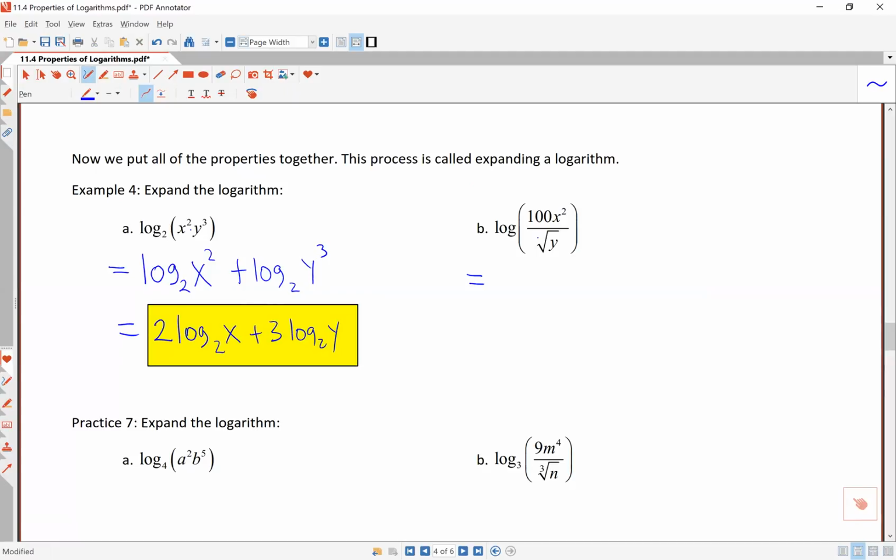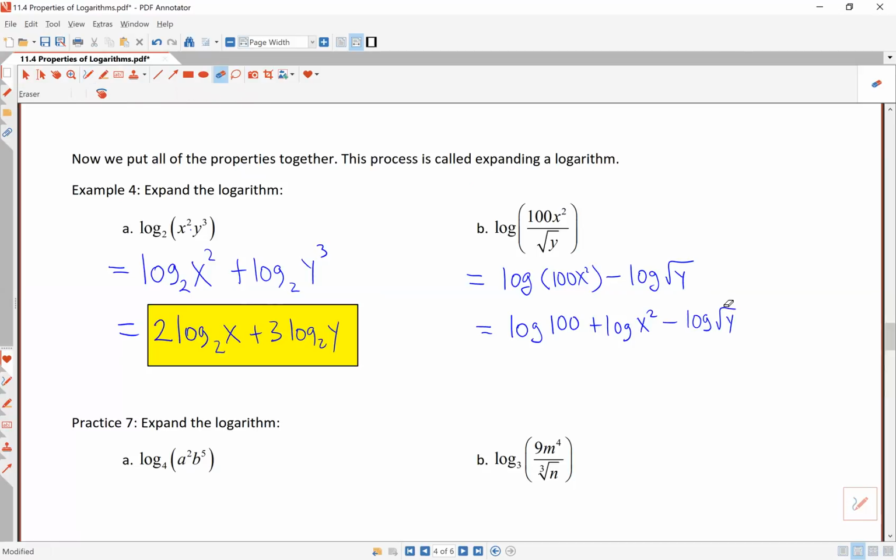Letter B, this time I see a quotient first. So I take the log of 100x squared minus the log of square root of y. That's the log of a product, so we have log of 100 plus log of x squared. Now we need to remember that this square root of y is really an exponent of 1/2. And we need to remember this is base 10.